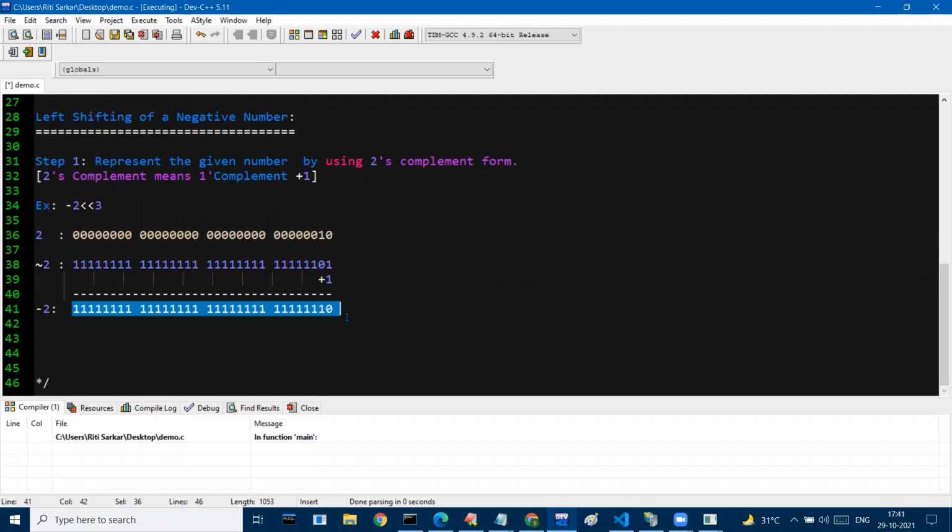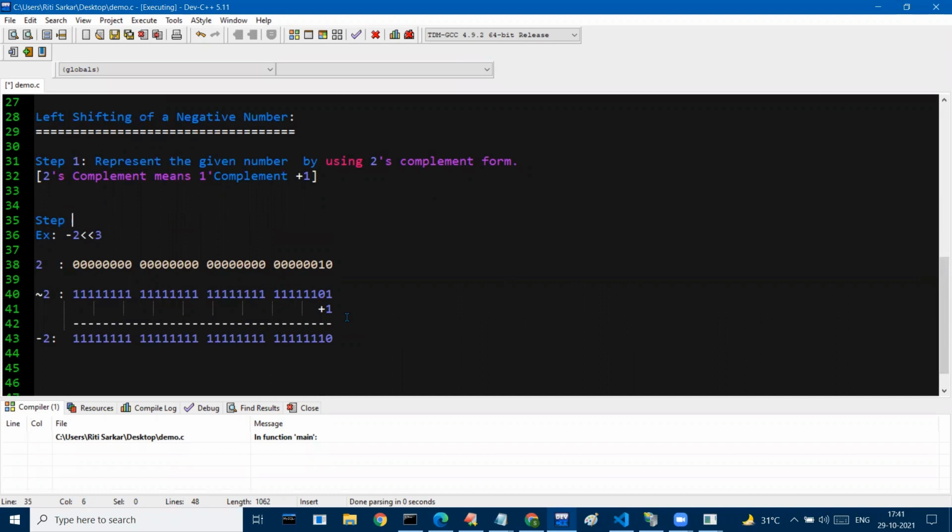So that means I just completed step 1, sir. What about step 2? Currently we are dealing with negative number left shifting, where the very first step is to find the number's 2's complement. Up to that we have done. Next, step number 2: now I need to perform left shifting. Left shift the number.